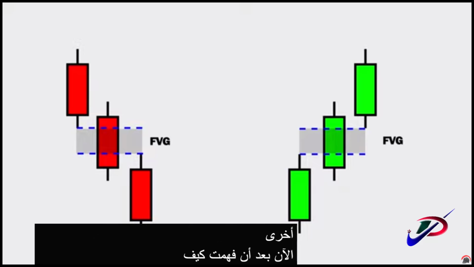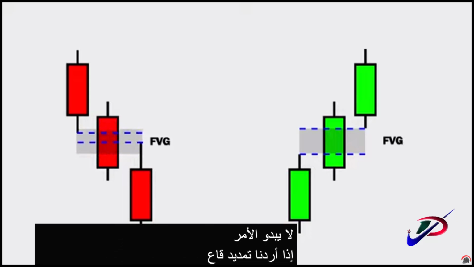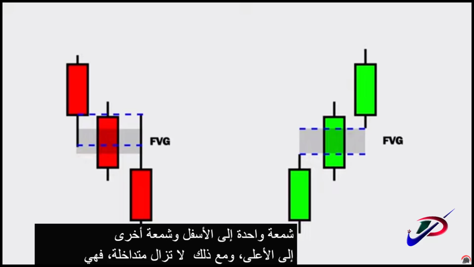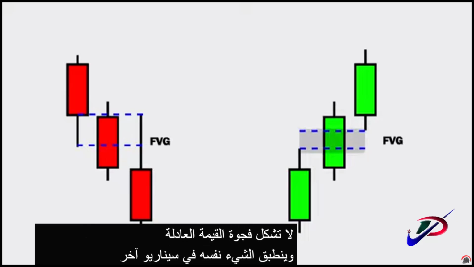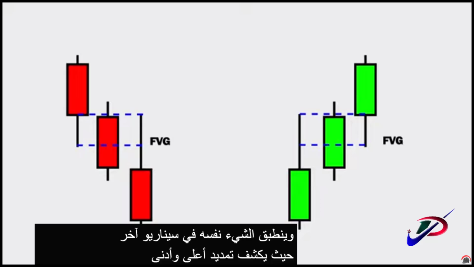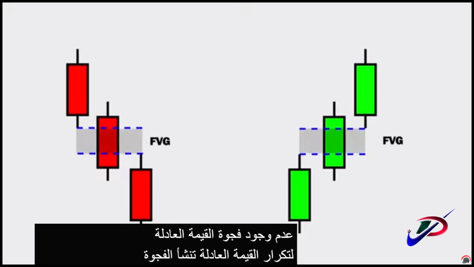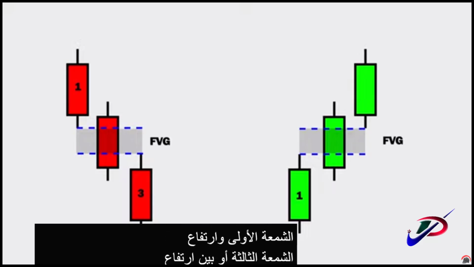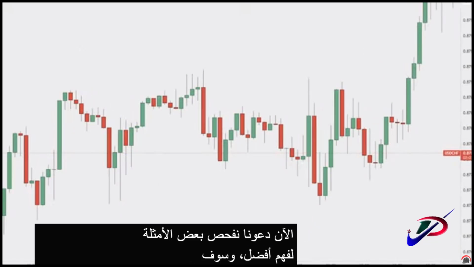Now that you comprehend what a fair value gap looks like, let's clarify what it doesn't look like. If we were to extend the low of one candle downward and the high of another upward, and yet they still overlap, then it does not constitute a fair value gap. The same applies in another scenario where extending the high and low of the candles reveals overlapping, indicating the absence of a fair value gap. To reiterate, a fair value gap arises when there is a gap between the low of the first candle and the high of the third candle, or between the high of the first candle and the low of the third candle. Now, let's examine a few examples for better understanding.